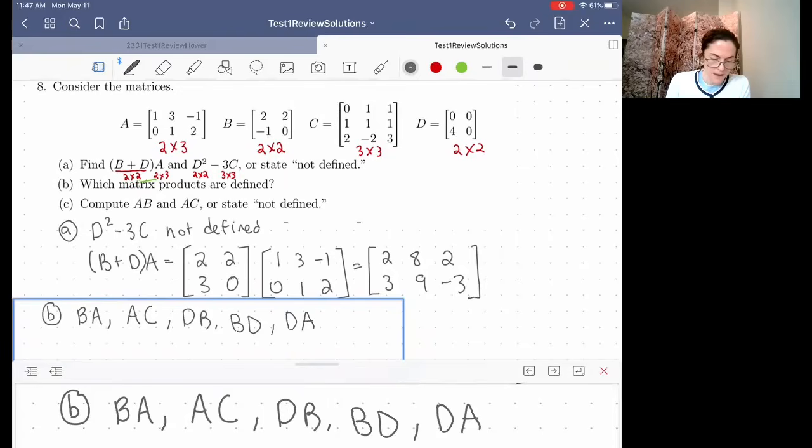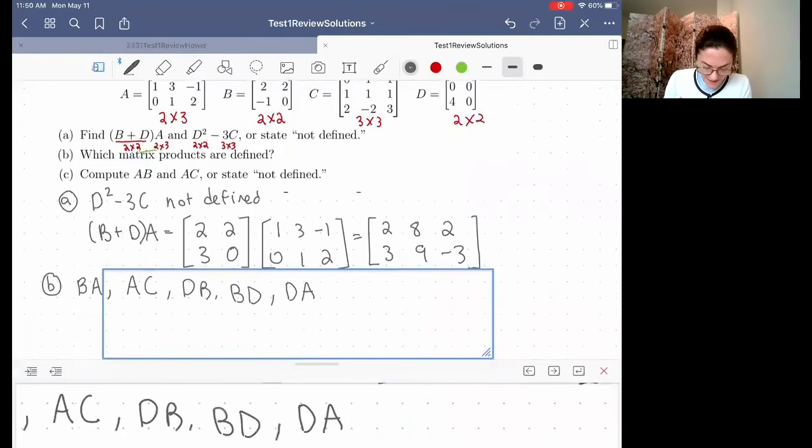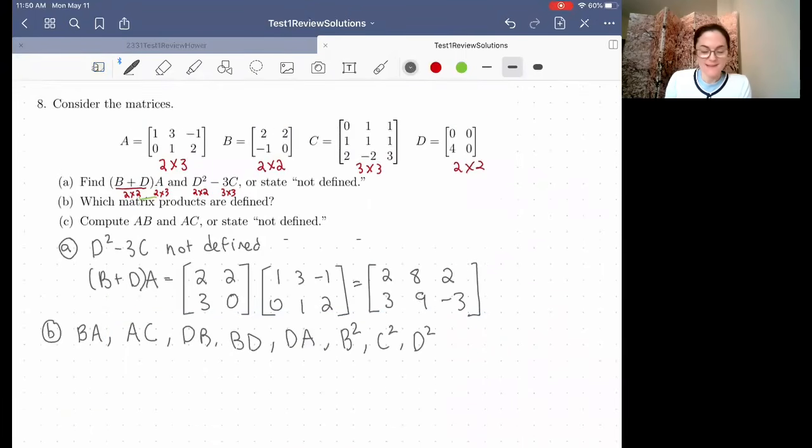So am I missing anything here? Ah, yes, here's the only thing I'm missing. The squares. Okay, good. So also, we can do B squared, we can do C squared, and we can do D squared. That would be taking B times B, and C times C, and D times D. So I was missing multiplying a matrix by itself.